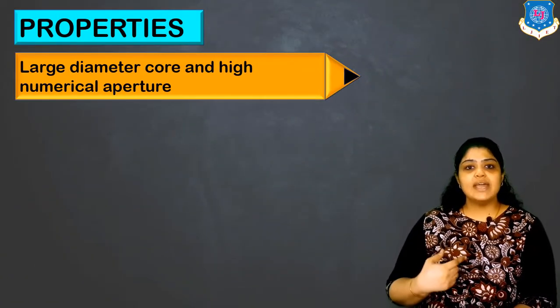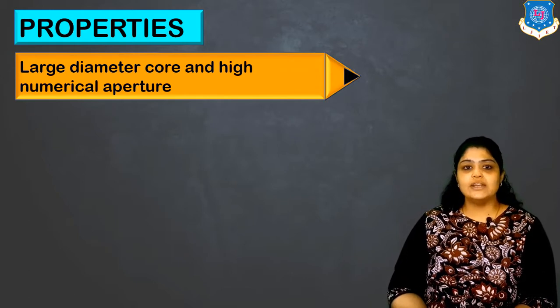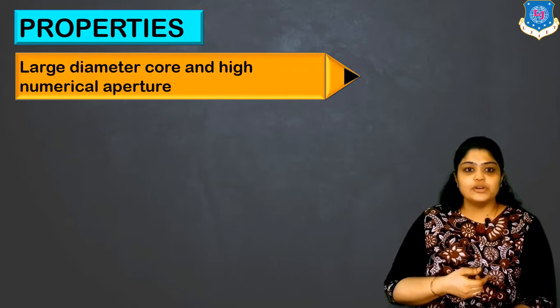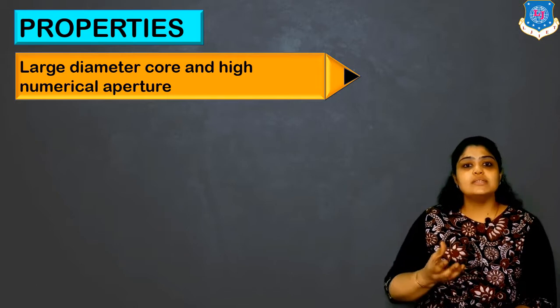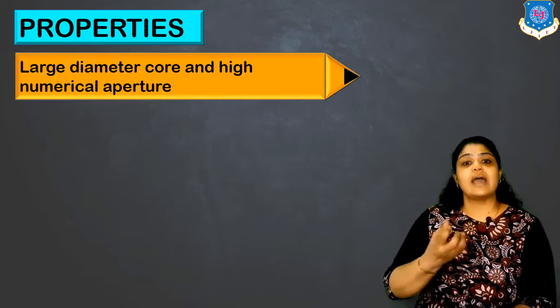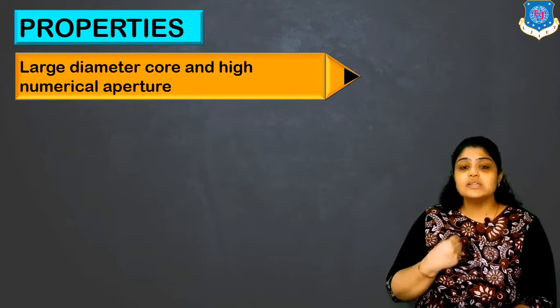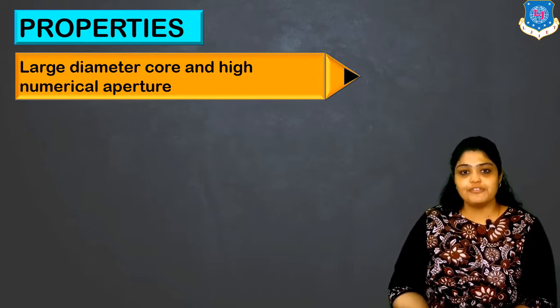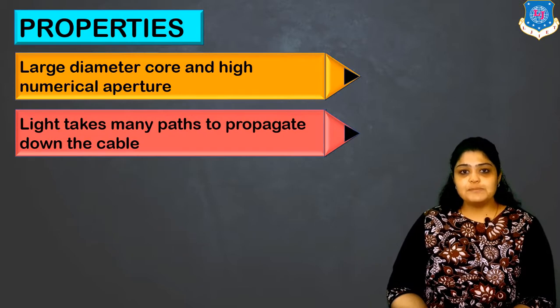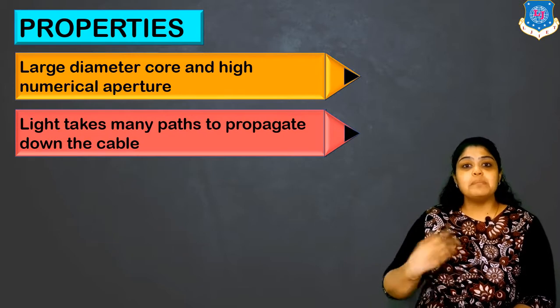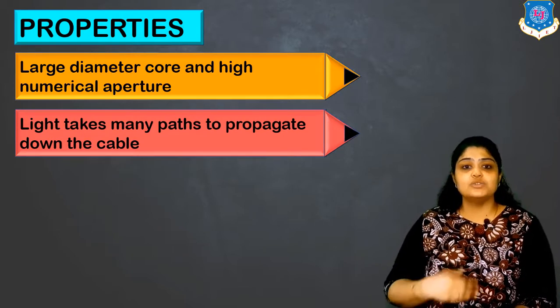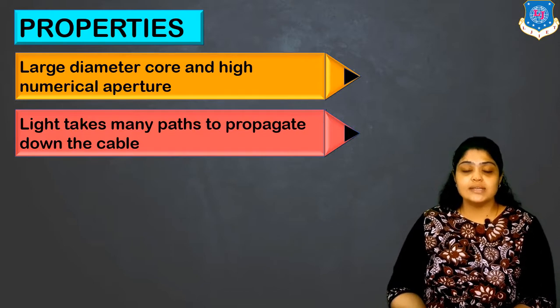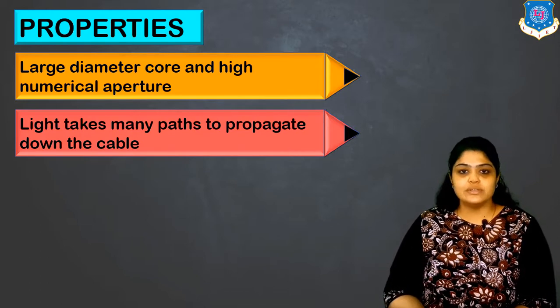Now let's see some properties of this cable. So we have large diameter core and it has a high numerical aperture also. Because the core is of a higher diameter, it can also accept more light. Because what is numerical aperture? It is known as the light accepting capacity of a fiber. Coming on to the next property, we have light takes many paths to propagate down the cable. Yes, because the core diameter is more.